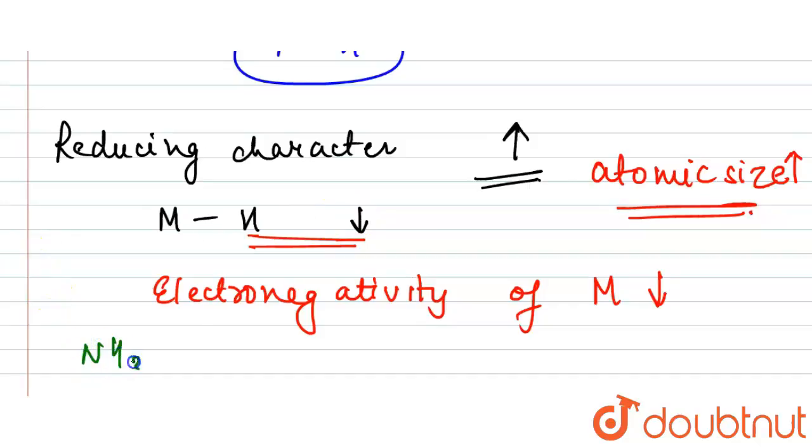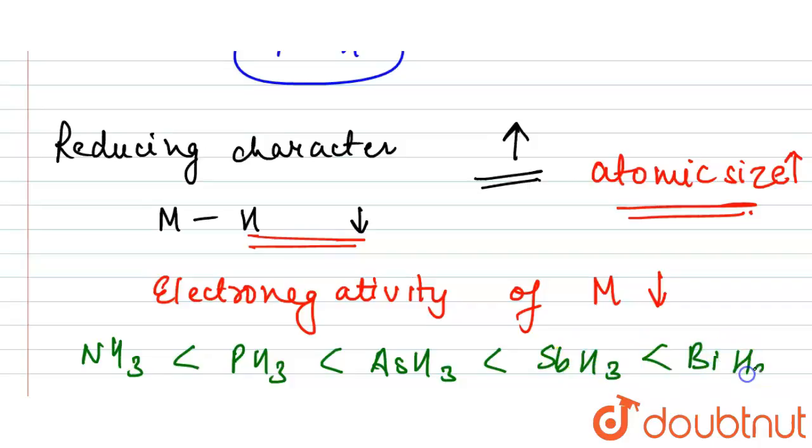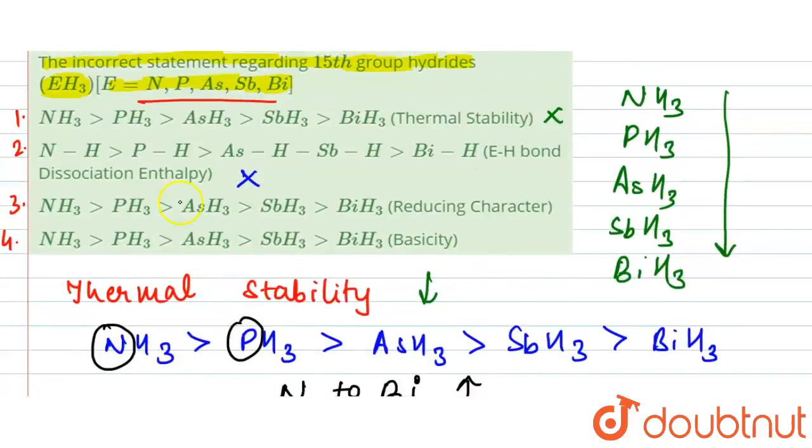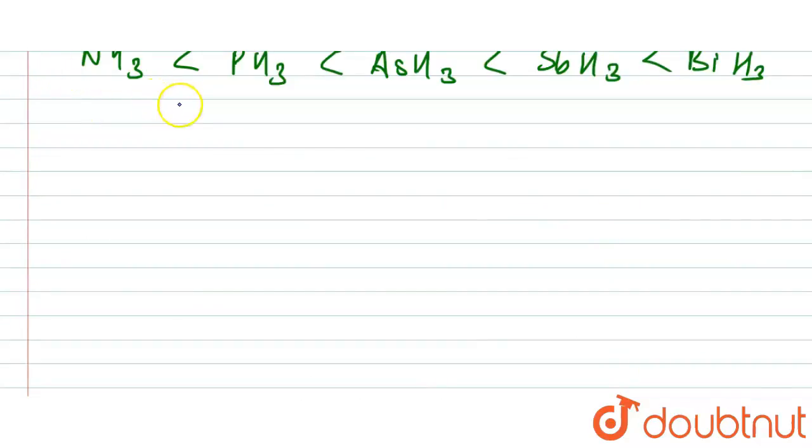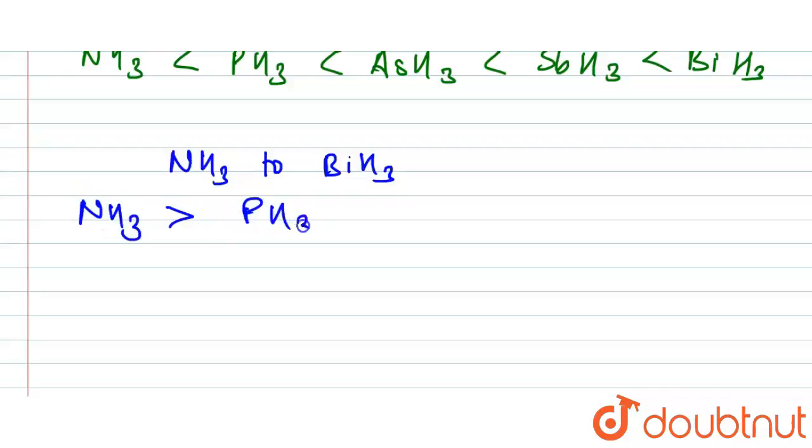So the order is NH3, PH3, AsH3, SbH3 and then BiH3. Here the order is totally opposite, so this will be our answer because it is incorrect. Next is the basicity. If we talk about the basic character, it decreases as we move from NH3 to BiH3. The order will be NH3, PH3, AsH3, SbH3 and BiH3.